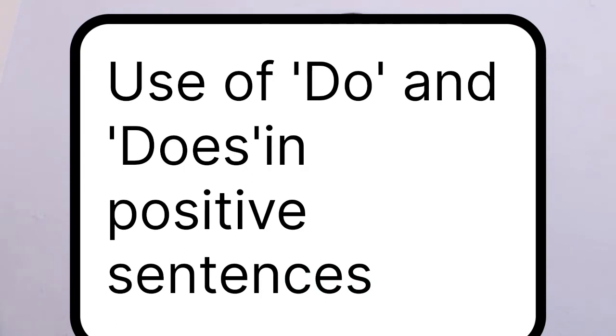Let's see use of do and does in positive sentences. We don't need to use do and does in positive sentences where there is already a main verb. But where there is no main verb, we use do and does in positive sentences. Let's see some example. I will show you how to use do and does as a main verb.